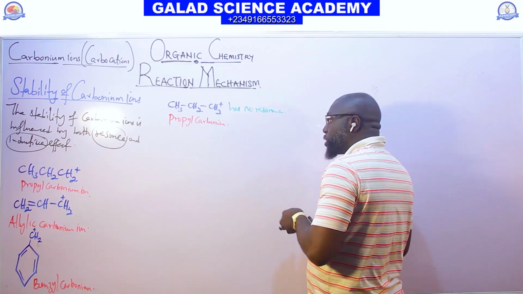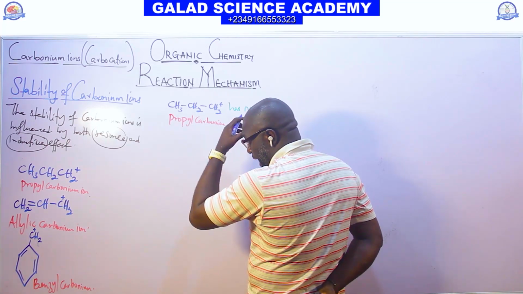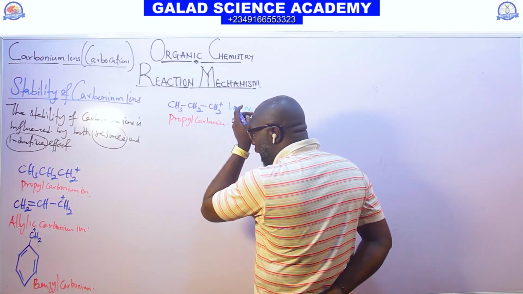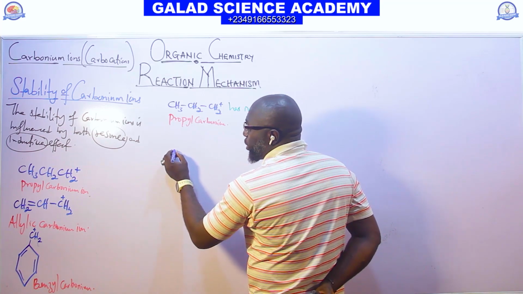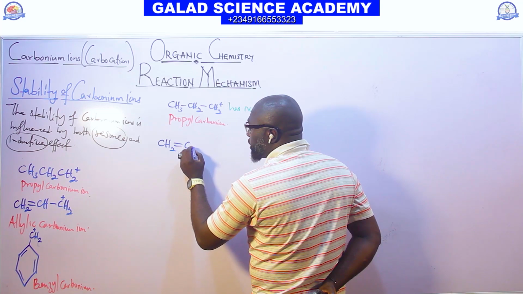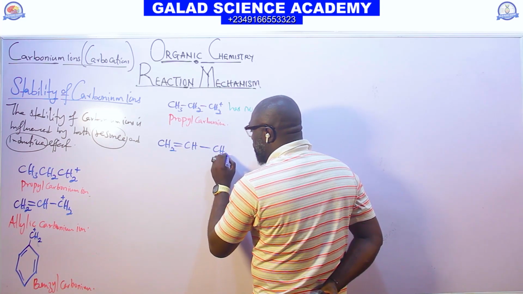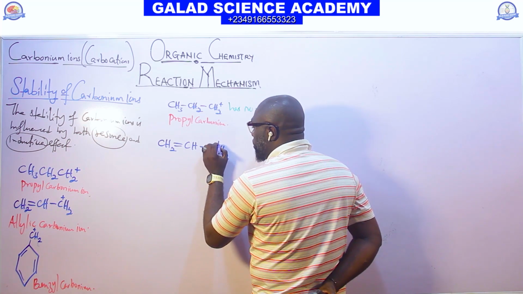But compared to allylic carbonium ion, which is CH2=CH-CH2 plus.